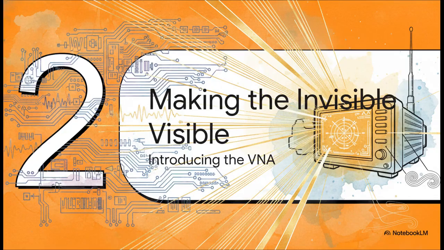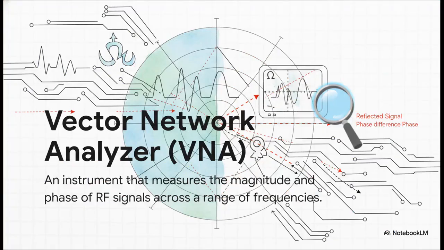Okay, so how in the world do you fight an enemy you can't even see? Right? We need some kind of special goggles, a way to make this invisible problem visible, so we can measure it and actually understand it. And that, my friends, is where our hero instrument comes into play. And here it is, the Vector Network Analyzer, or VNA for short. The best way to think about it is like a superpowered, genius-level ohmmeter for the RF world.